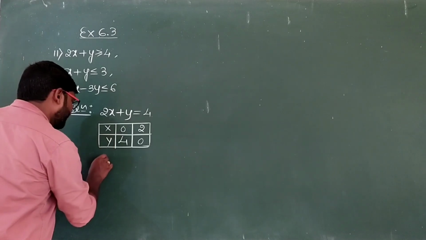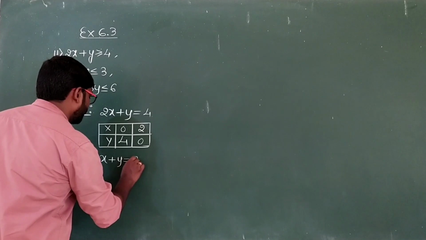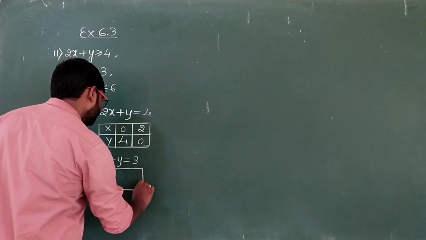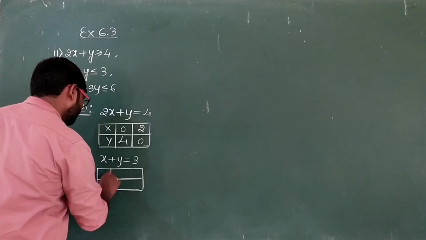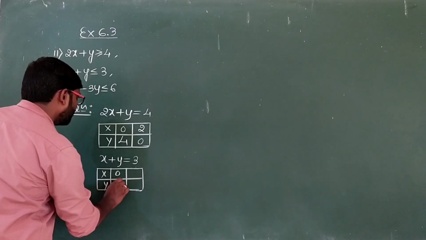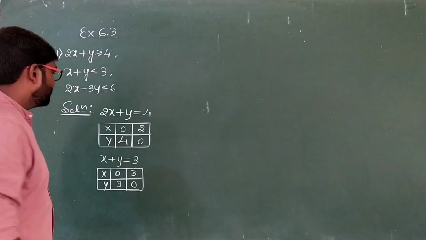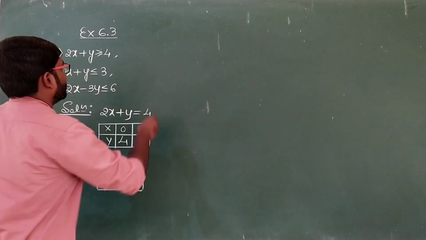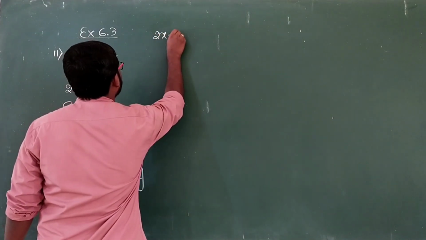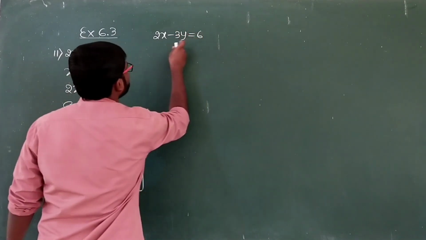Next equation is x plus y equals 3. So for this the table is x, y, x is 0, y is 3. Now y is 0, x is 3. Next we have to go for the last table, that is 2x minus 3y equals 6.